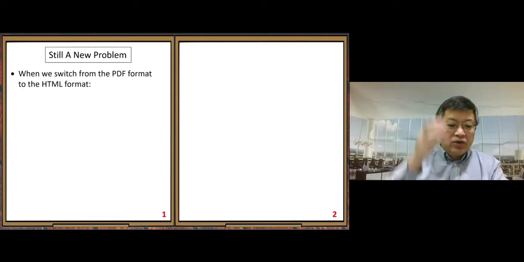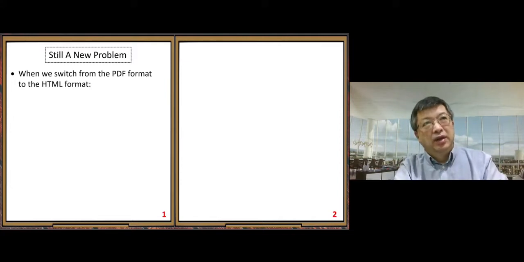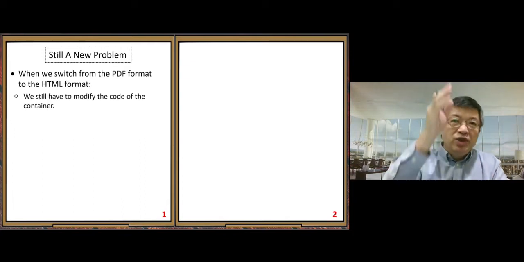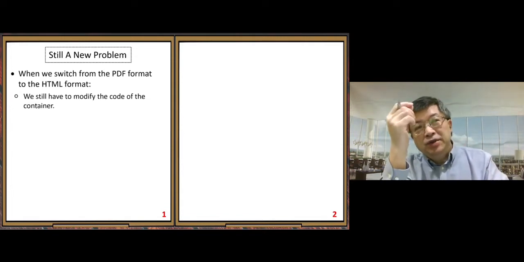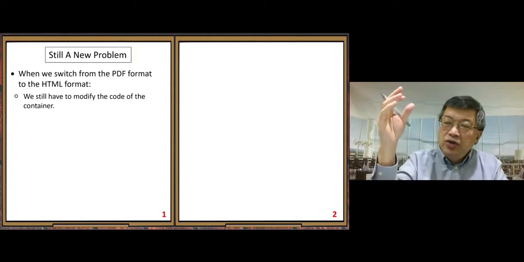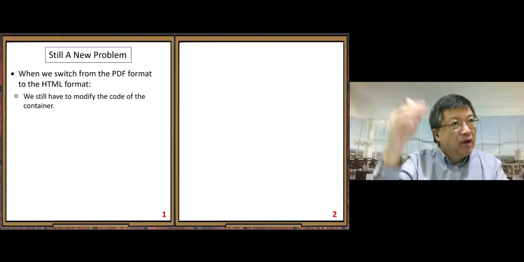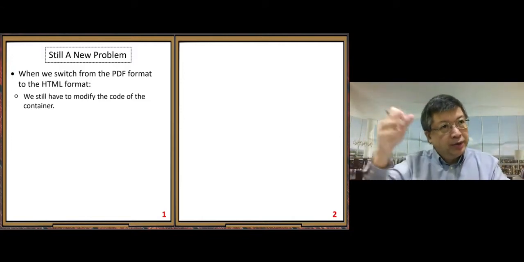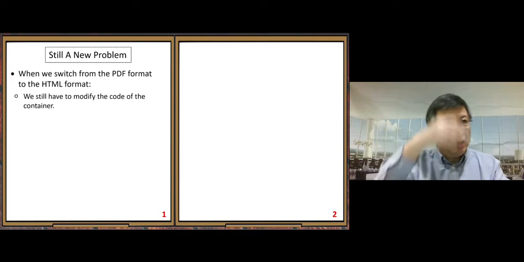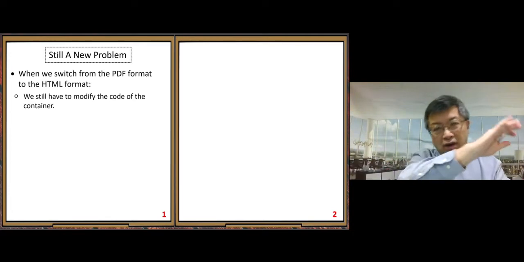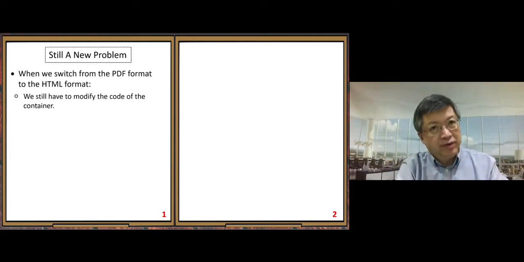So when we switch from PDF format to the HTML format, look at what properties we have. We have to modify the code of the container. Inside the container, you need to change the implementation class from PDF report generator to HTML report generator. You need to do that code change, and then compile Java files, redeploy, all the things you have to go through.